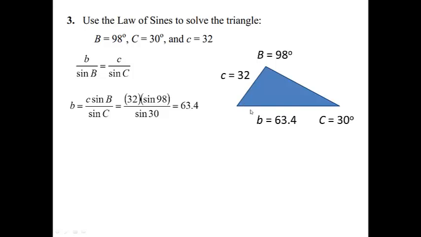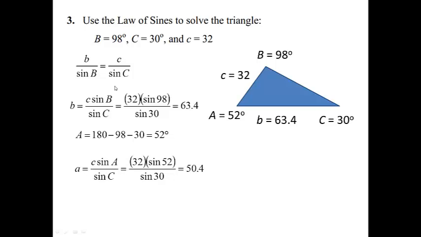Now angle A is pretty easy to find actually, since we know that the sum of the angles on a triangle have to add up to 180. So I take 180 minus the 2 that I already have. I get angle A is 52 degrees.